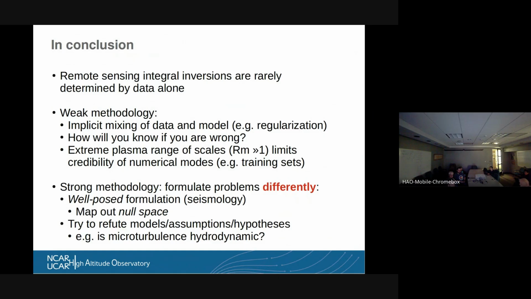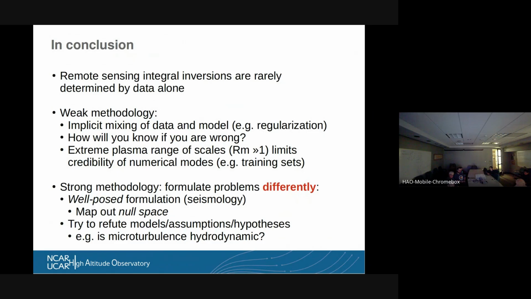But we do know, people publish a lot of stuff saying a lot of chromospheric material ends up at these heights, and we see prominences. So there are things in here that are very interesting to me. And I would say that a strong methodology requires us to think more about formulating problems.